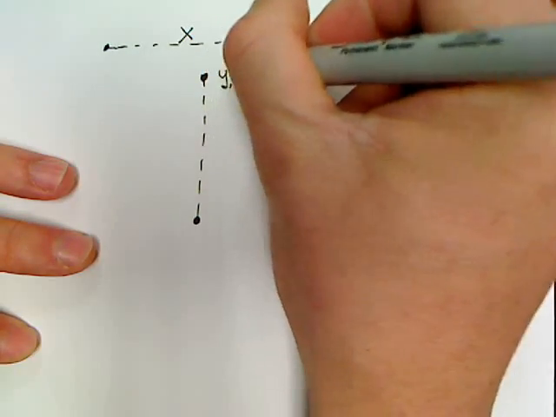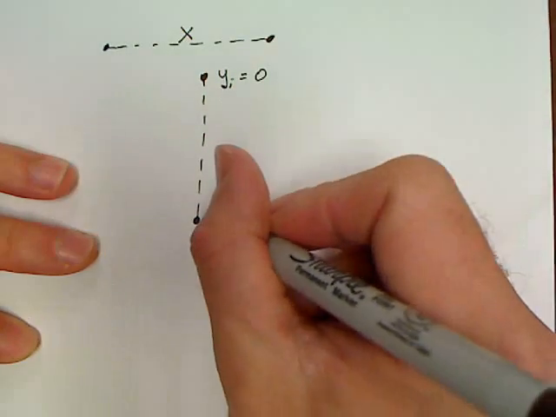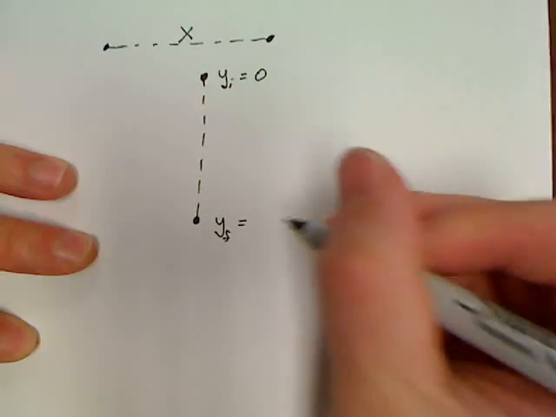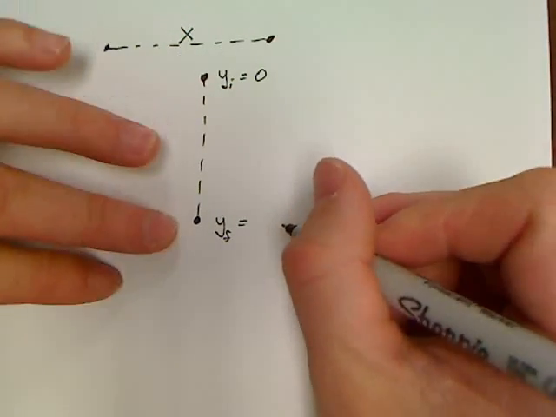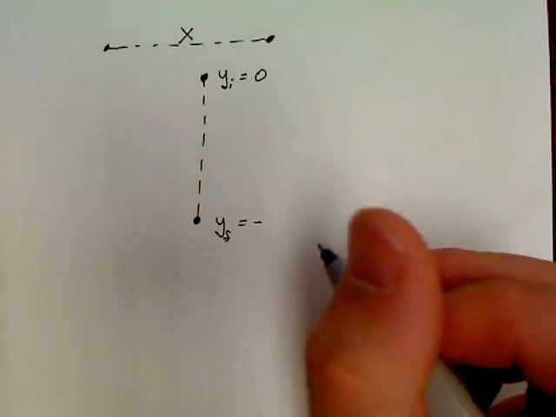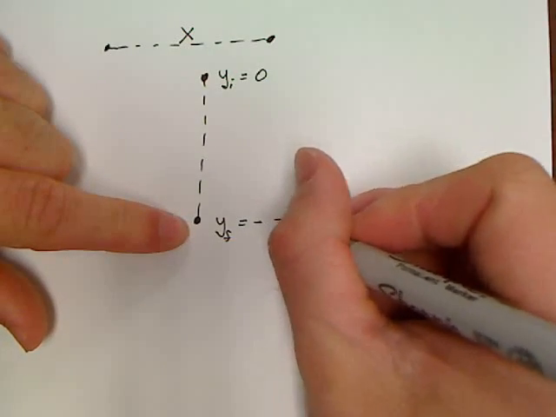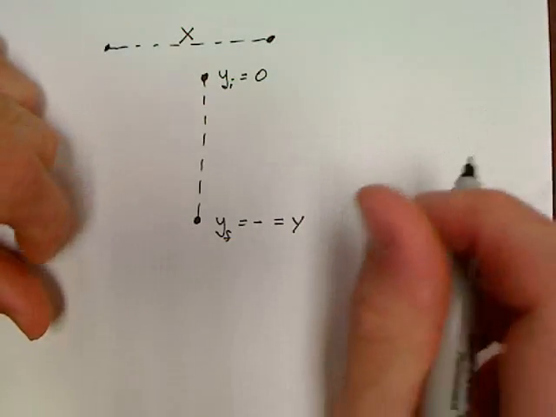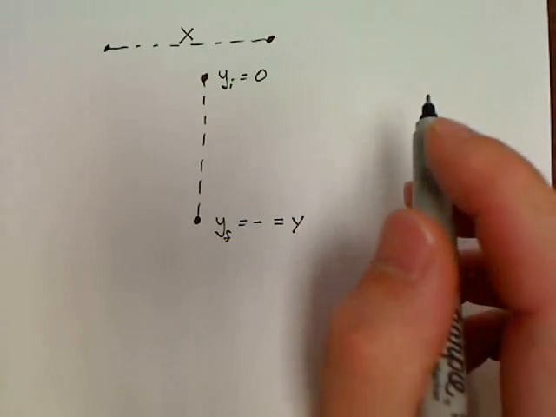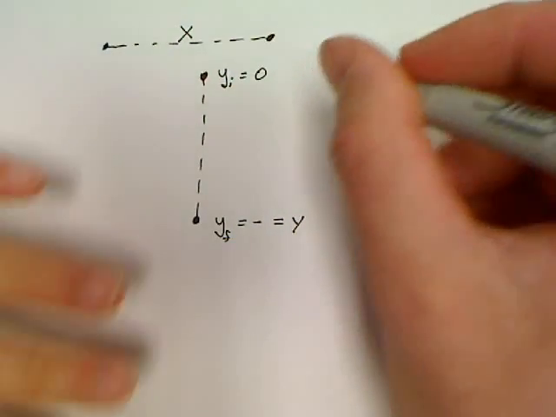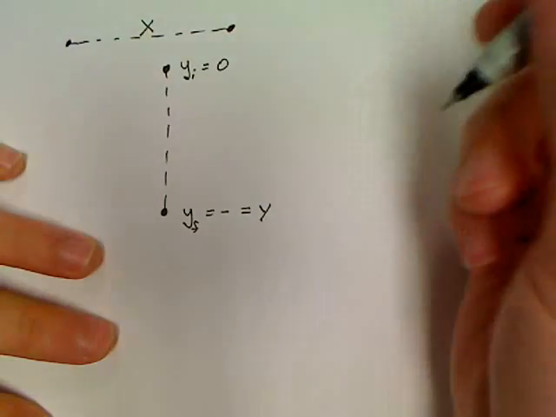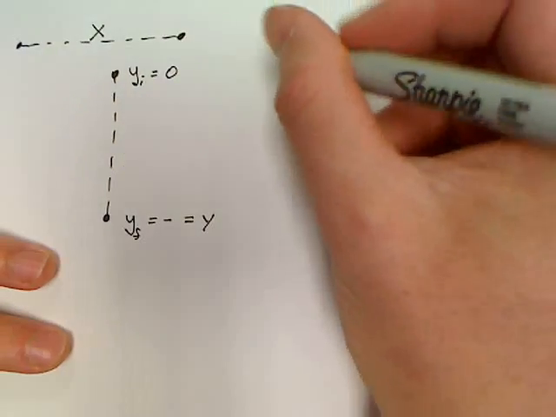We'll have a y initial, which I usually call zero, and a y final that becomes something. In this case, my y final would be a negative if the object's moving this way. But anyway, and by the way, my y final again is usually I just call y in my problems. So what's going to happen is our kinematic equations are going to change.